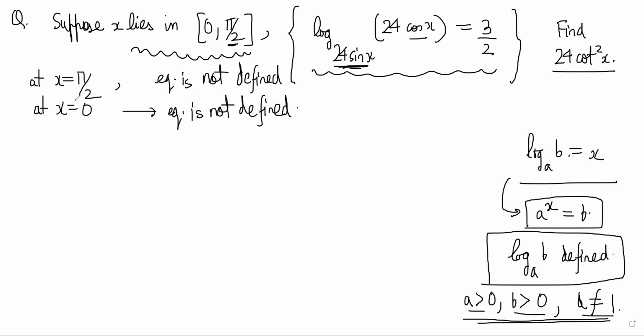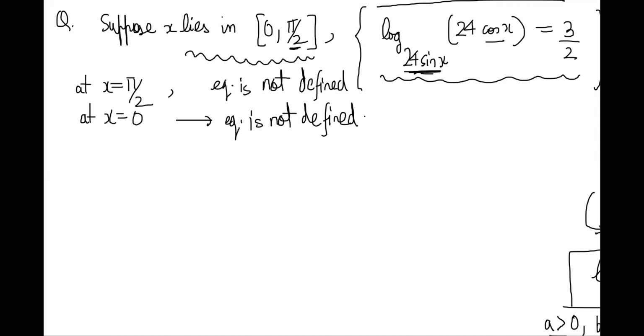So whatever answers you get should not be 0 and pi by 2. Like if you get an equation out of it and finally the answer of the equation is coming 0, then you cannot accept that answer, right? Because if you look at the original equation, it is undefined when x is 0, right?